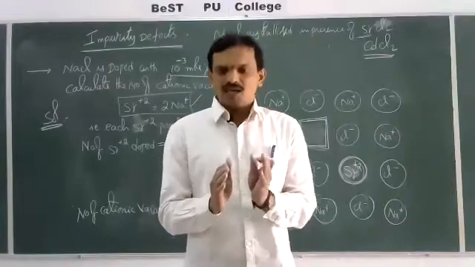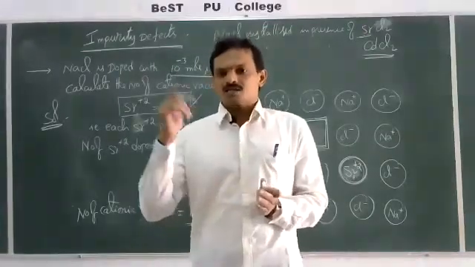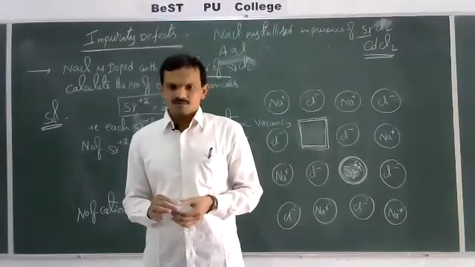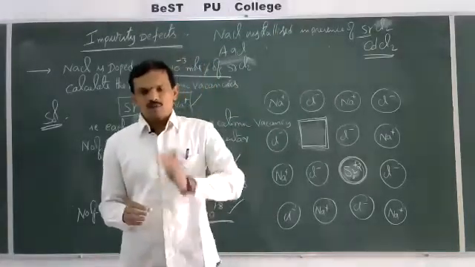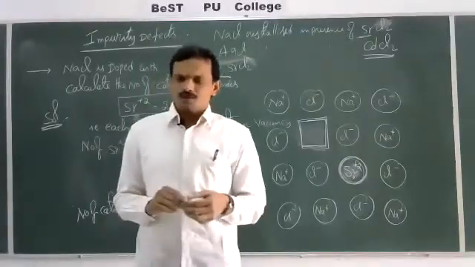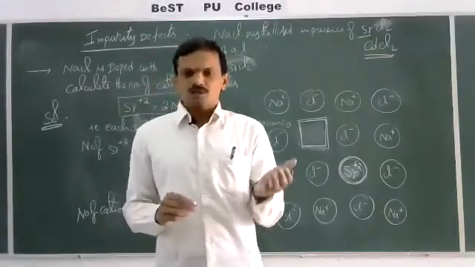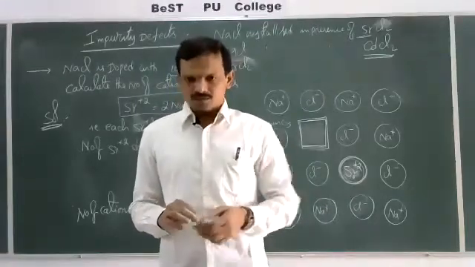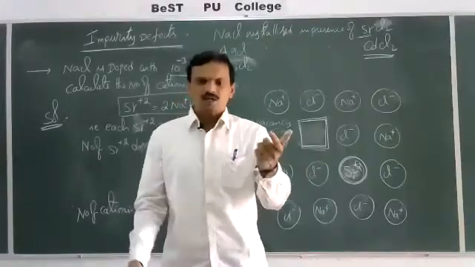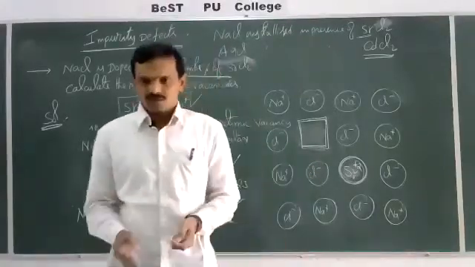Since, due to anionic vacancy, the number of metal ions is more than the number of non-metal ions, these are known as metal excess defects. The same type of defects are observed when KCl is heated in the presence of potassium vapors, or when rubidium chloride is heated in the presence of rubidium vapors. Nothing but what the flame test we are doing. In the flame test, we get non-stoichiometric effects.